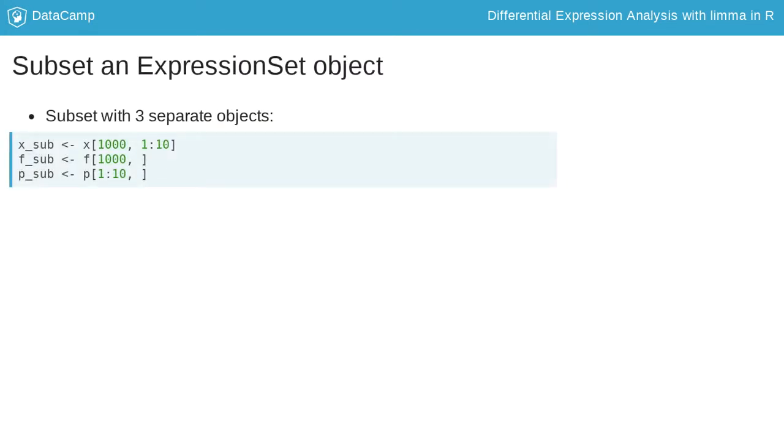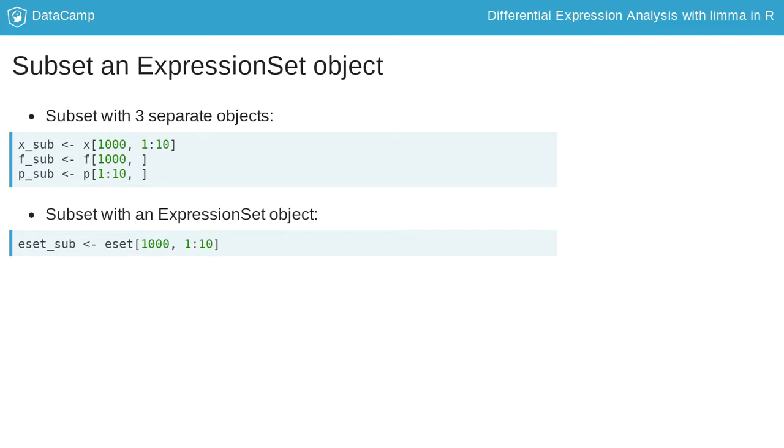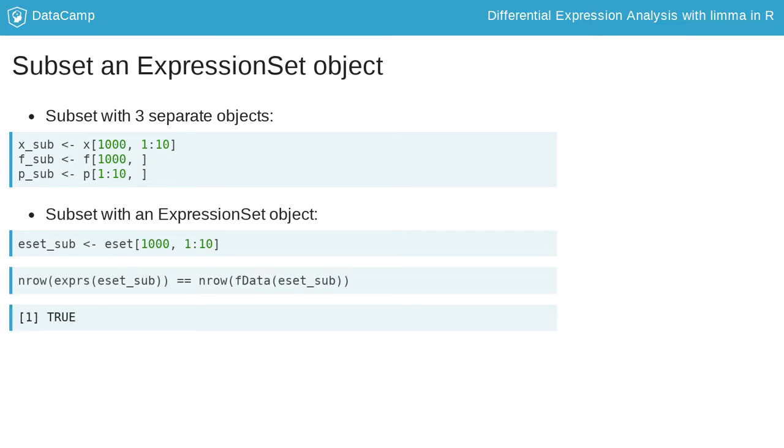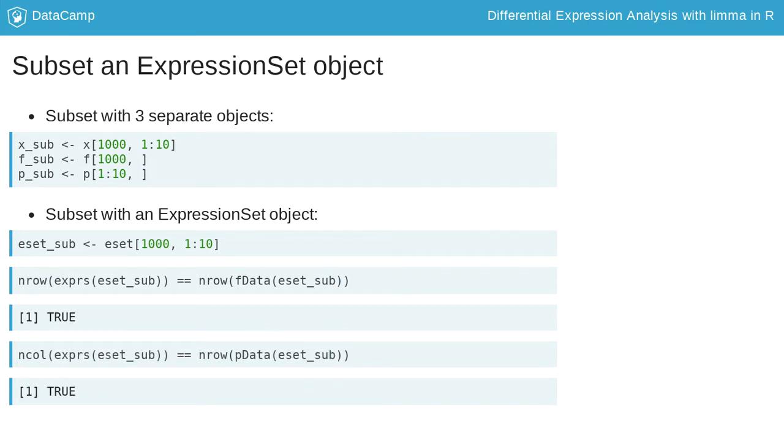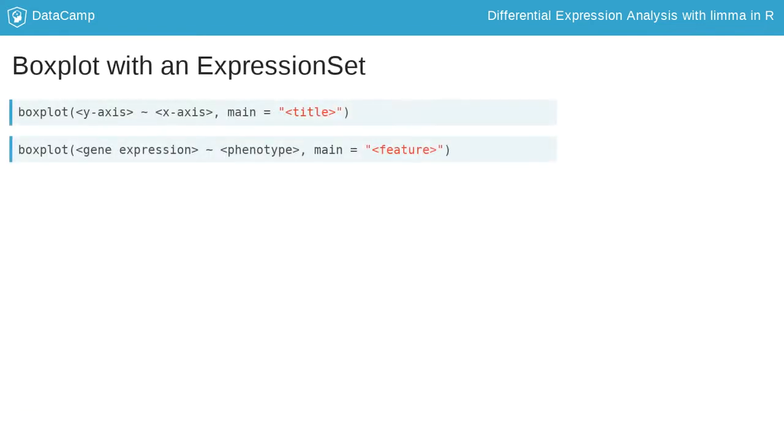Recall the code to subset when using 3 separate objects to manage the data. This can be accomplished in 1 line of code using an ExpressionSet object. You don't have to worry about remembering how to properly subset the feature and phenotype data frames, since these are automatically subset for you. Recall the code for creating a boxplot.